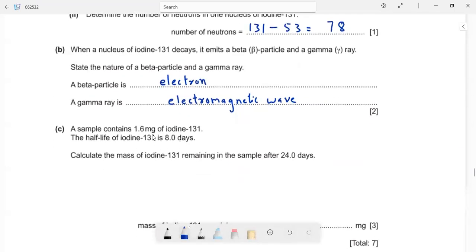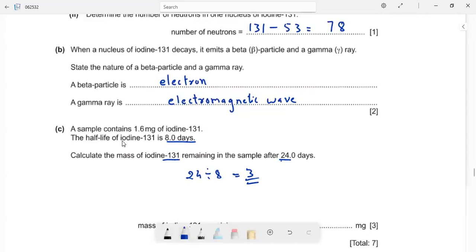A sample contains 1.6 mg of iodine 131. The half-life of iodine 131 is 8 days. Calculate the mass of iodine 131 remaining in the sample after 24 days. So here we need to find the total number of half-lives. The half-life is 8 days and we need to find after 24 days. So 24 divided by 8, we get the answer as 3.